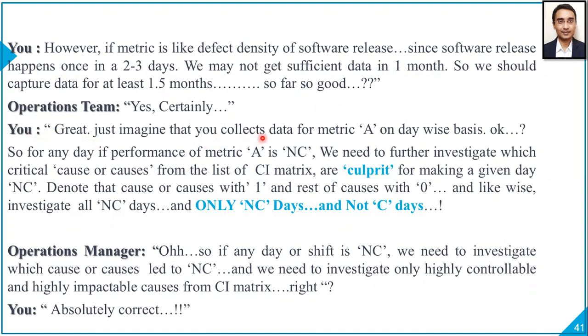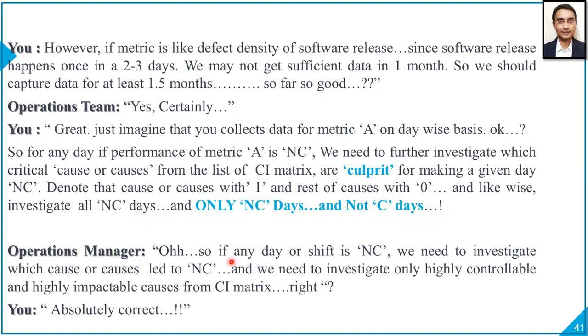Just imagine that you collect data for metric A on a day-wise basis. So for any day, if performance of metric A is NC, that is non-compliance, we need to further investigate which critical cause or causes from the list of CI matrix are culprit for making a given day NC. Denote that cause or causes with 1 and the rest of the causes with 0. And likewise, investigate all NC days. And please remember, only NC days and not C days.